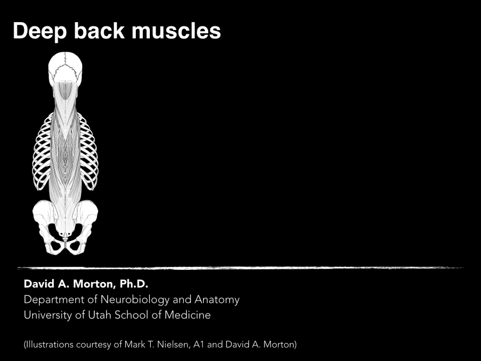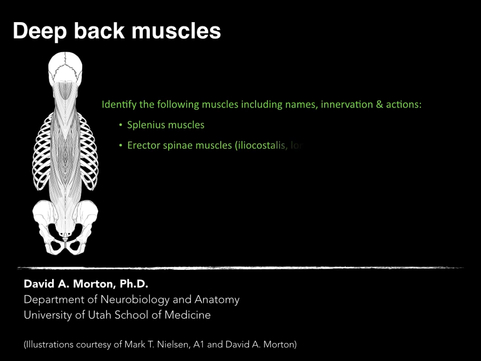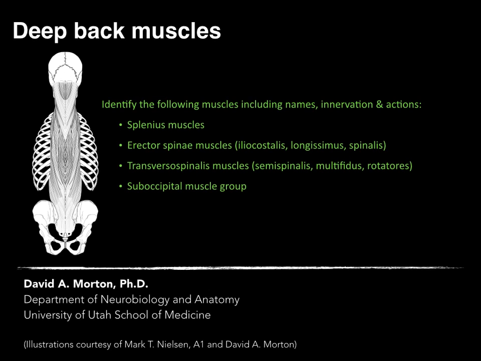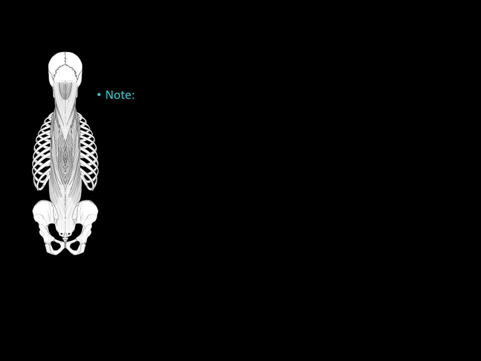All right, let's talk about deep back muscles. In this tutorial, we'll identify the following muscles, including names, innervations, and actions. We'll talk about the splenius muscles, the erector spinae muscles, the transversospinalis muscles, and a wee bit about those small suboccipital muscles. Before we begin, a little note.